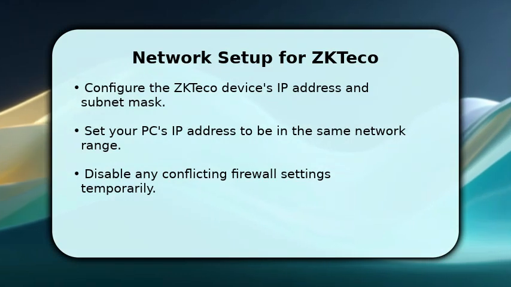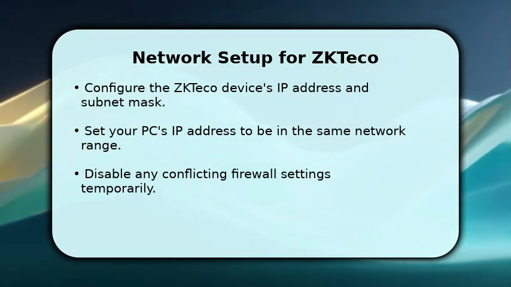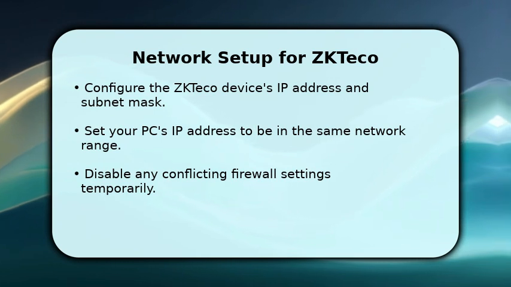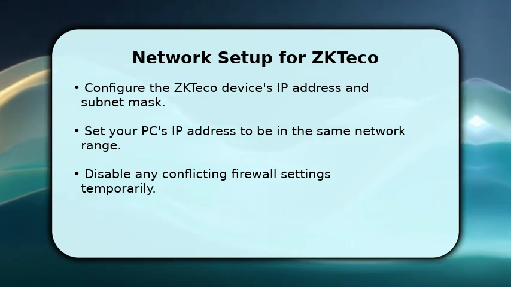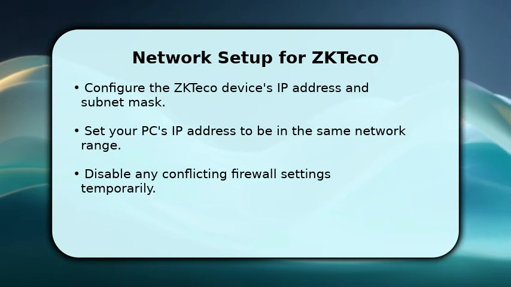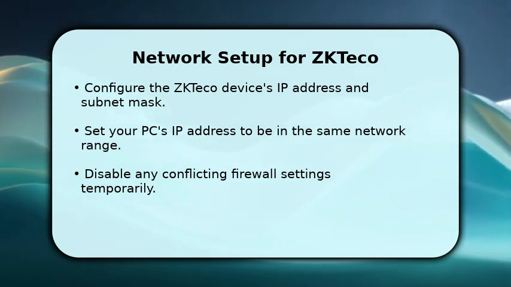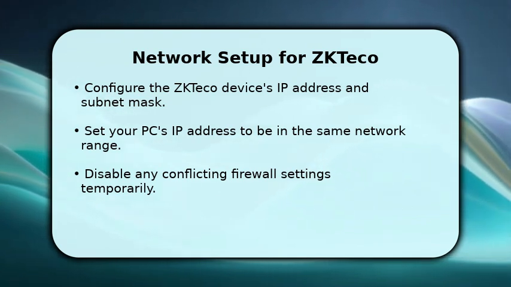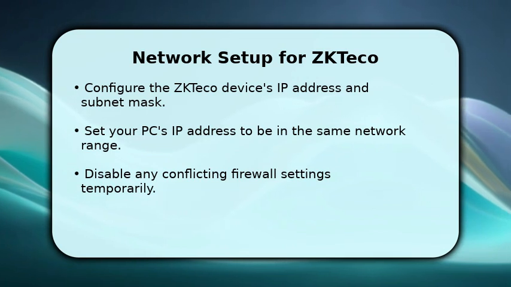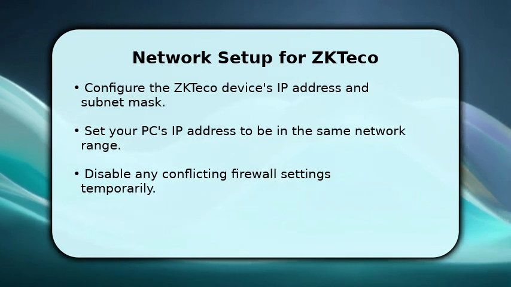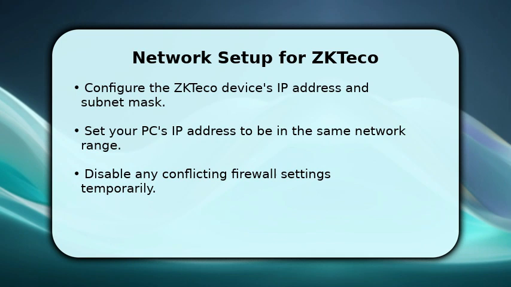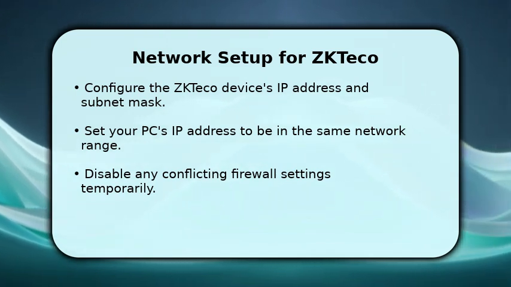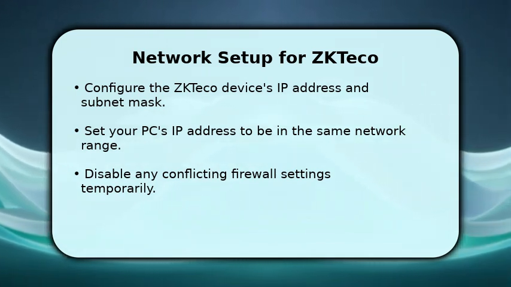Now let's configure the network settings. Access your ZKT device's menu to set a static IP address and subnet mask. Then, on your PC, assign a static IP address within the same network range as the ZKT device. For example, if the device is 192.168.1.200, your PC could be 192.168.1.100. Temporarily disabling firewalls can also help prevent connection issues during initial setup.